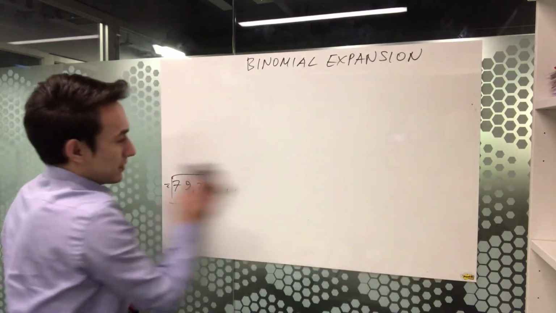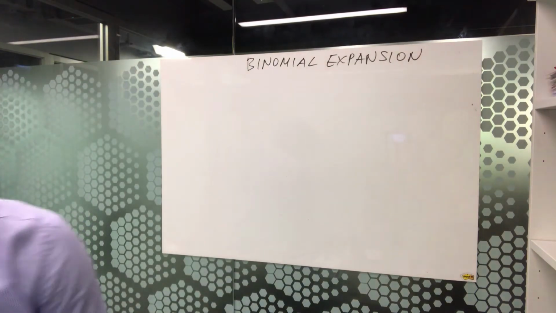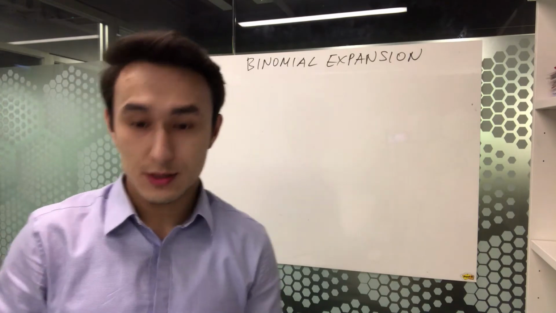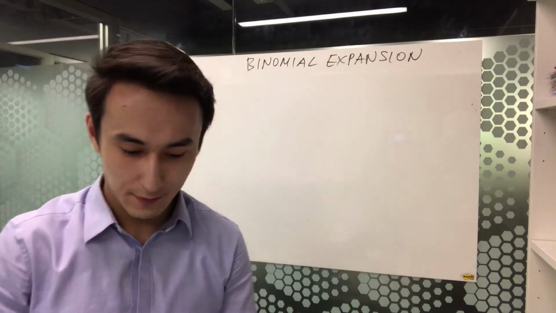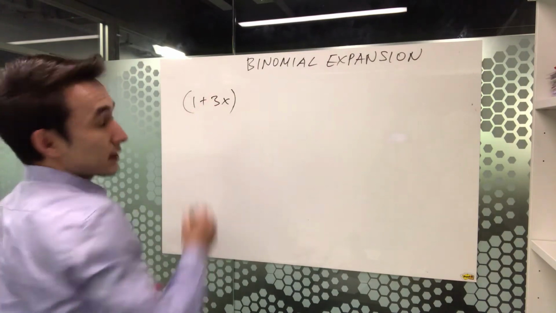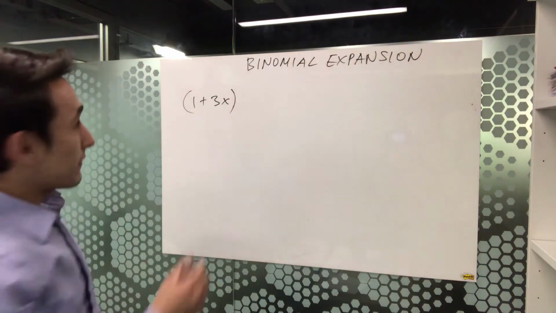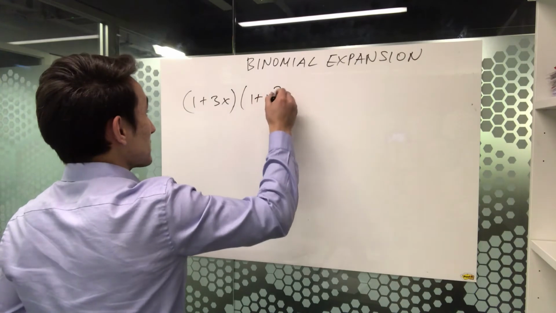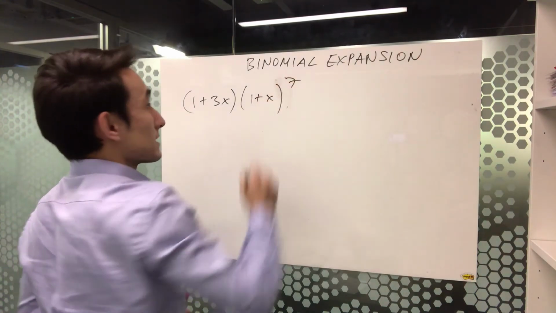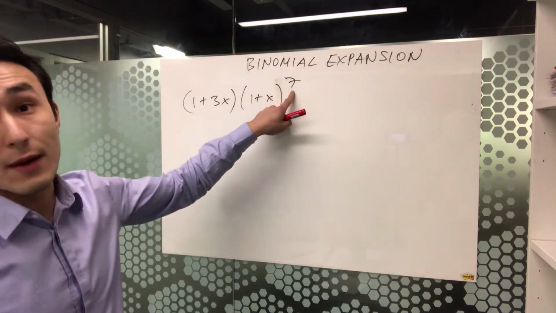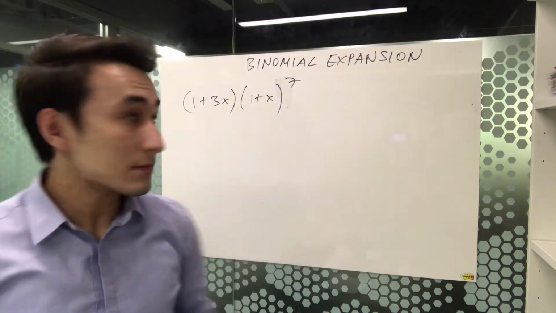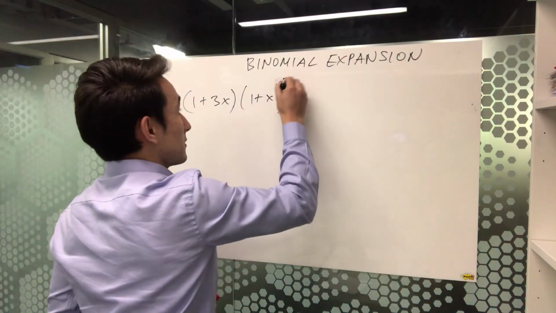Hope it's clear. Going forward to the next question, which looks like this. Sometimes you'll see a question, and I think this will be the last question for today. (1 plus 3x) times (1 plus x) to the power of 7. The 7 is outside, so this 7 only applies to 1 plus x. 1 plus 3x is separate. Okay, 7, just like this.